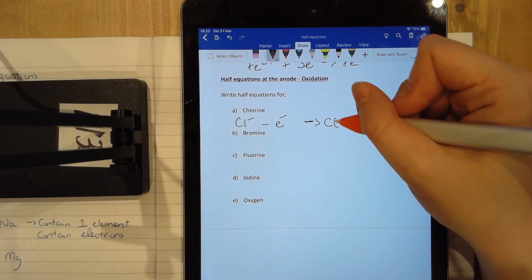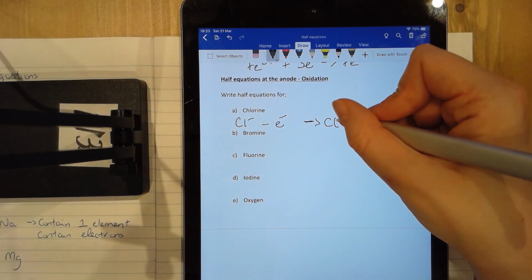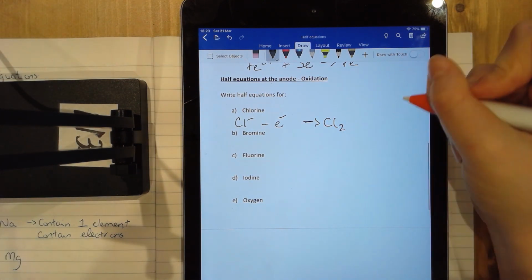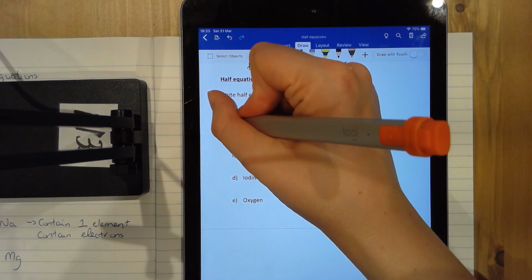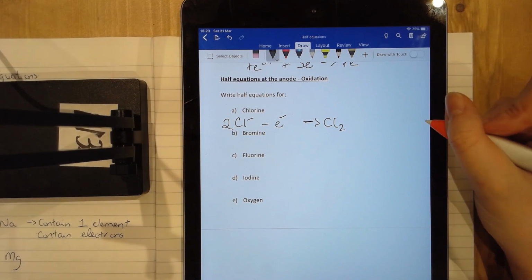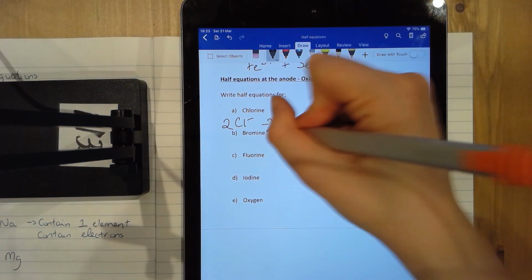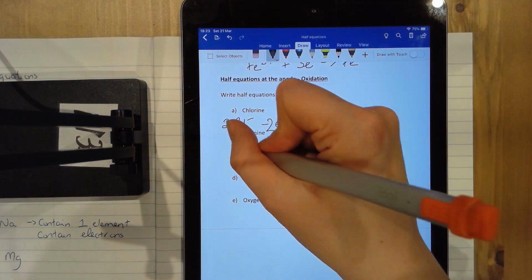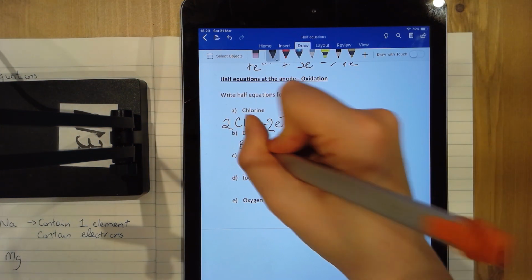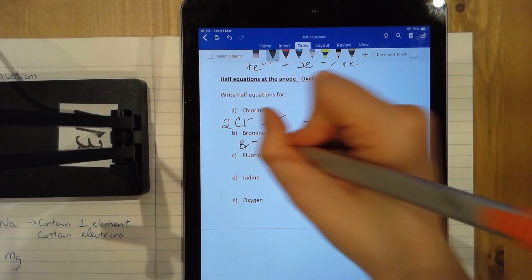But then I remember that chlorine is diatomic. It never exists by itself, so it's always going to be Cl2. If I've got 2 chlorine atoms on this side, then I'm going to have 2 chloride ions on this side. That means I'm going to need to lose 2 electrons in total. And this is my half equation for chlorine. If I do bromine, it's exactly the same. Bromine's also in group 7, so it's also got a -1 charge.